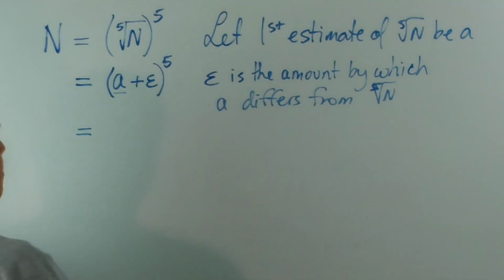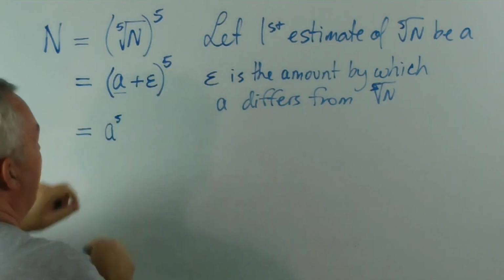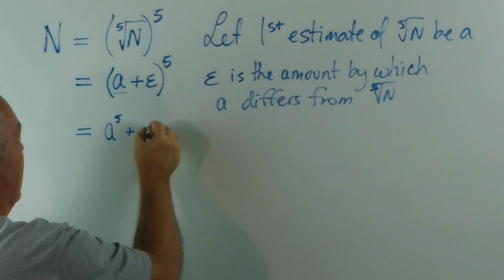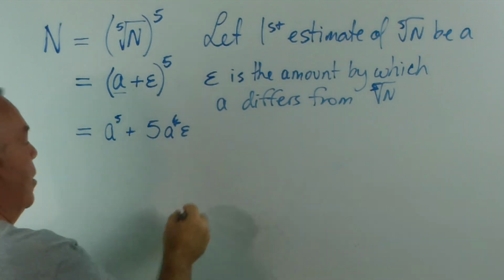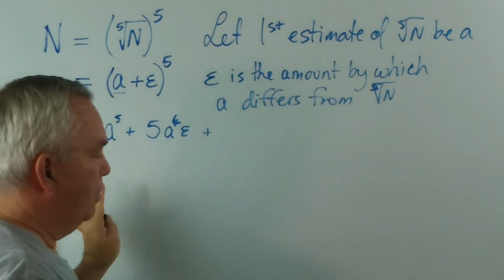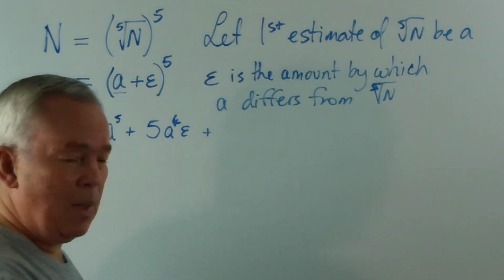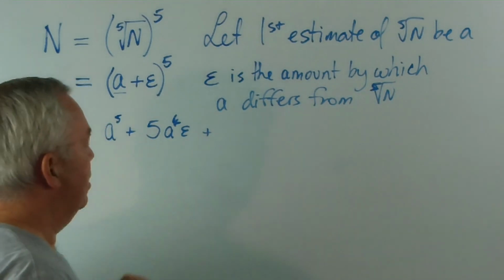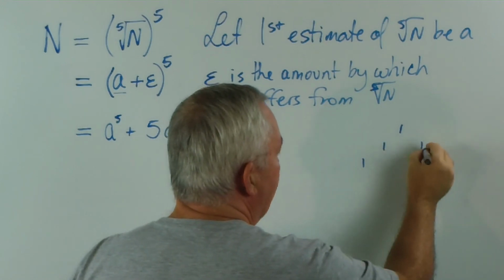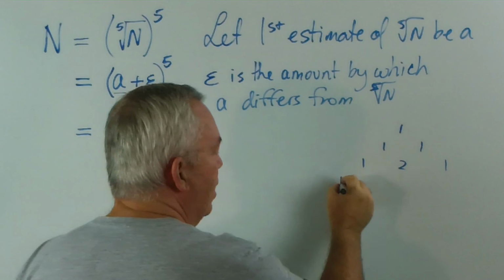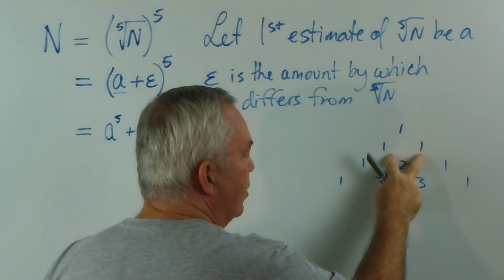We expand this. Now, the first term of the expansion is going to be a to the power of 5. The second one is going to be 5 a to the 4 epsilon. The third one, now you might recall in the last video that I reminded you or showed you how Pascal's triangle helps us with this, because I'm not going to go the way of combinations just yet. But Pascal's triangle is structured this way, where each number is the sum of the two digits above it.